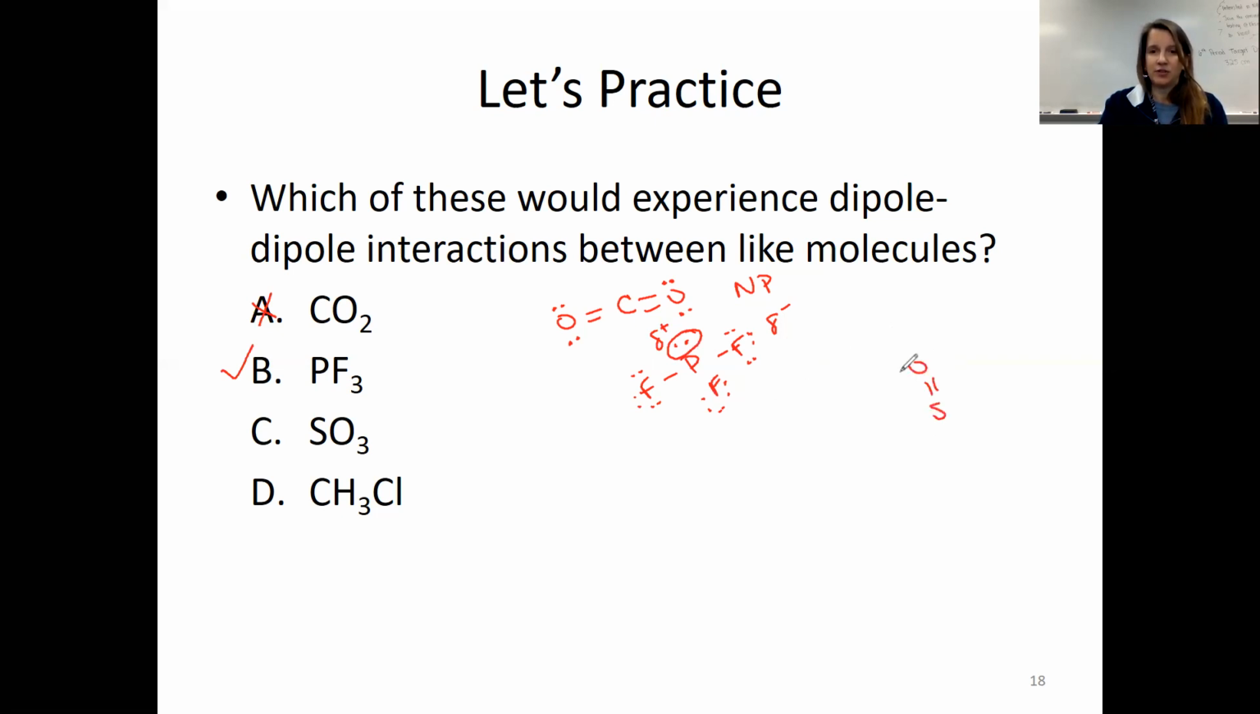SO3, we've already drawn this one. So let me pop this up really quick. SO3 would look like this, whoops. And is this a polar molecule or is this a nonpolar molecule? It's nonpolar, so would you expect this to have dipole-dipole interactions? No. Now here's a trick. For letter D, I don't have to draw that. I can tell just by looking at CH3Cl that my carbon is going to be in the middle. I've got 3 hydrogens attached to it and 1 chlorine. That automatically means that it's going to be a polar molecule because there's going to be different ends. I don't have to draw that to see that. So I know that that is going to have dipole-dipole interactions.